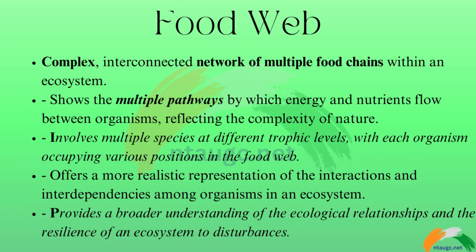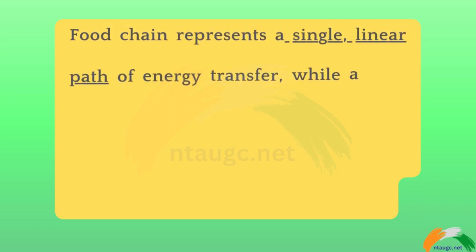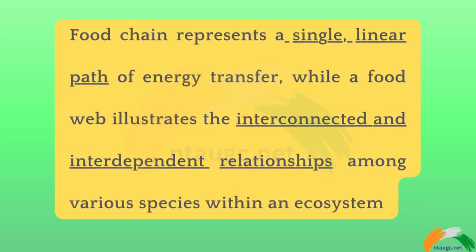A food chain represents a single linear path of energy transfer, while a food web illustrates the interconnected and interdependent relationships among various species within an ecosystem.